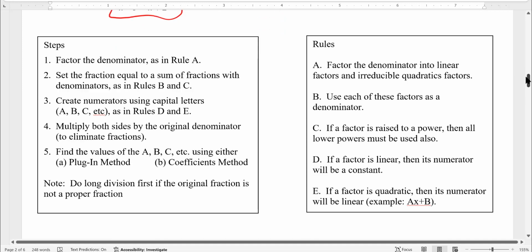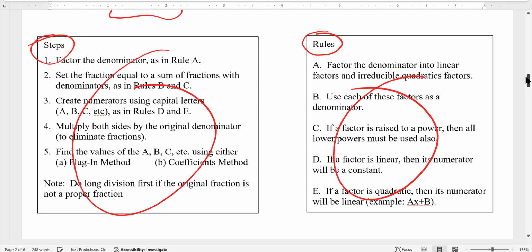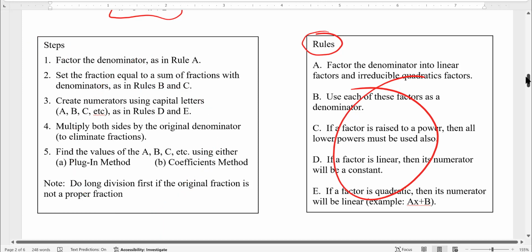These are the steps for how this is done, and these are certain rules that have to be followed. I'm not going to go through and read all of these, and I'm not even asking you to read all of these right now, but I will probably scroll back and refer to these now and then as we're doing examples.